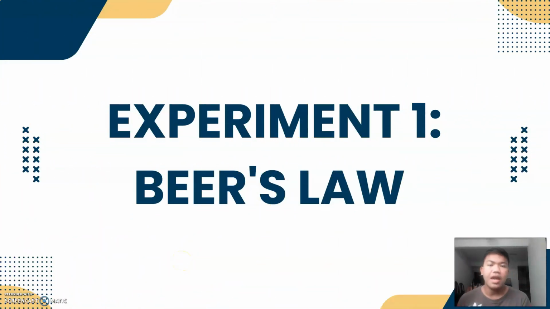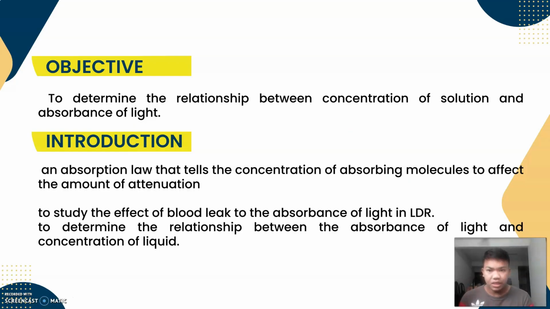Hi, I'm Fahmi, and I will explain experiment 1, the Beer's law experiment. The objective is to determine the relationship between the concentration of solution and absorbance of light. Beer's law or Lambert-Beer's law is an absorption law that tells how the concentration of absorbing molecules affects the amount of attenuation. So this experiment is to study the effect of the blood leak on the absorbance of light in the LDR or the photosensor.